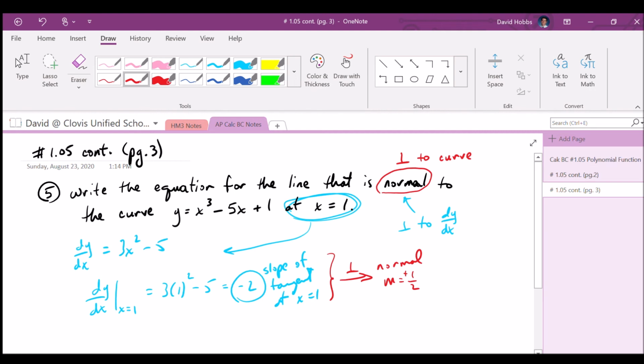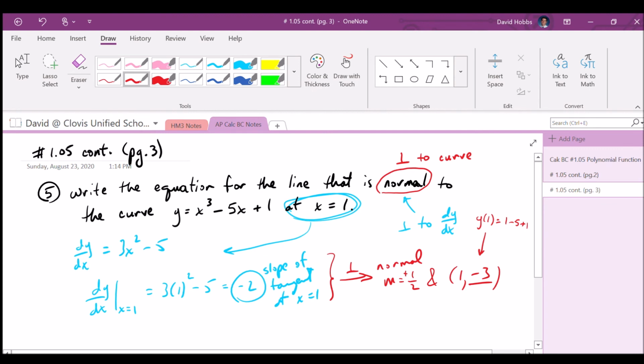Okay, but we're supposed to be writing the equation of the normal line. I need a slope and a point. So I got x equals 1. How do I get the y coordinate? Do I plug it into the derivative? No, you don't plug it into the derivative. You're going to plug it into the original function. So y of 1, plugging in a 1, I get 1 minus 5 plus 1, which is negative 3.